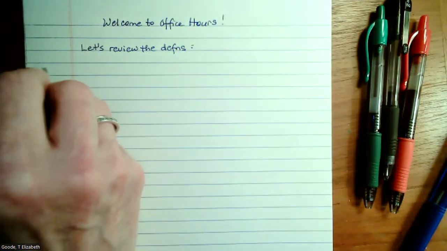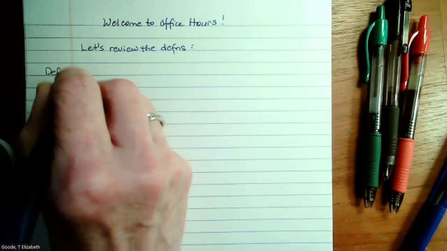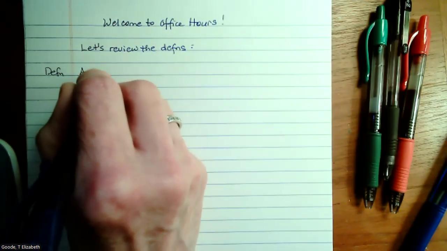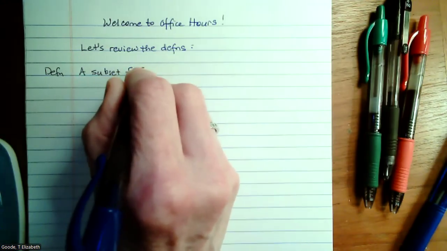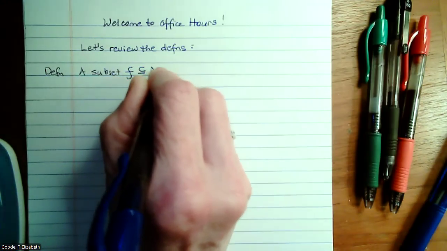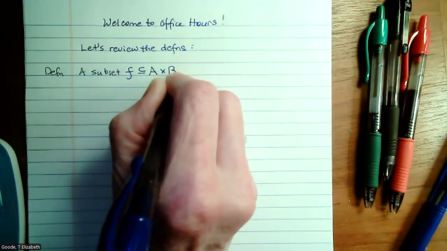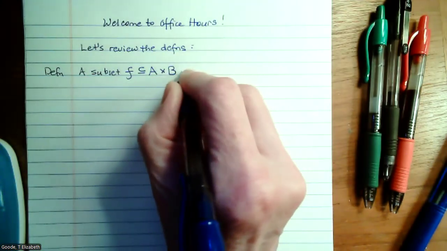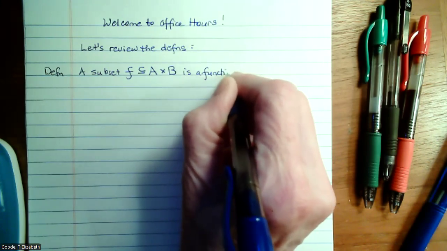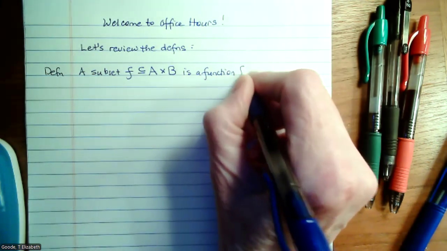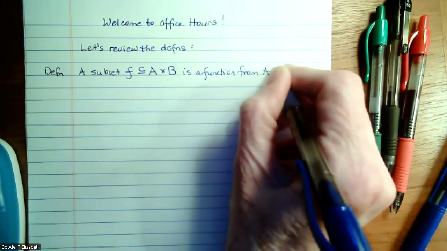So the definition of a function: a subset F of a cross product of two sets, A cross B, is a function from A to B.